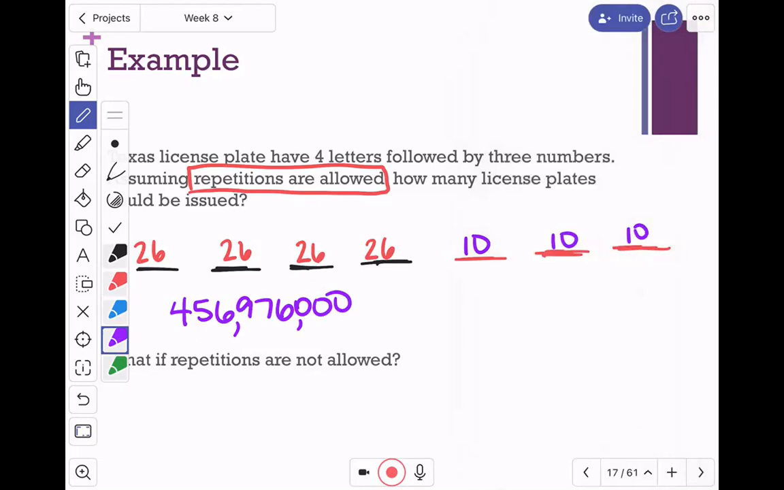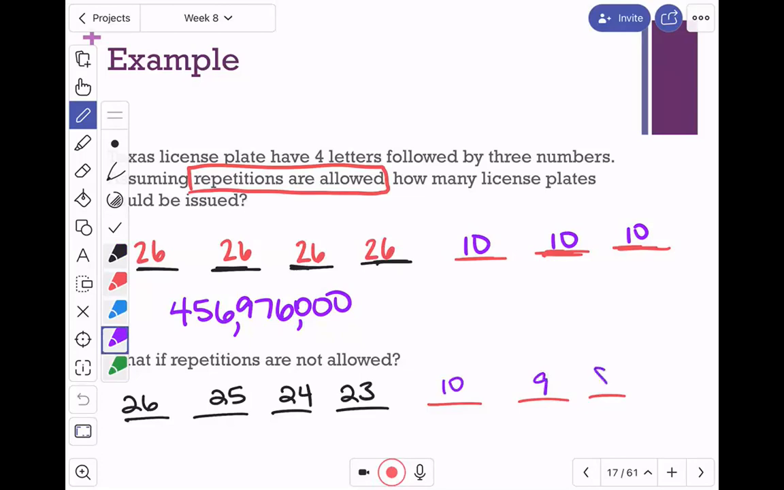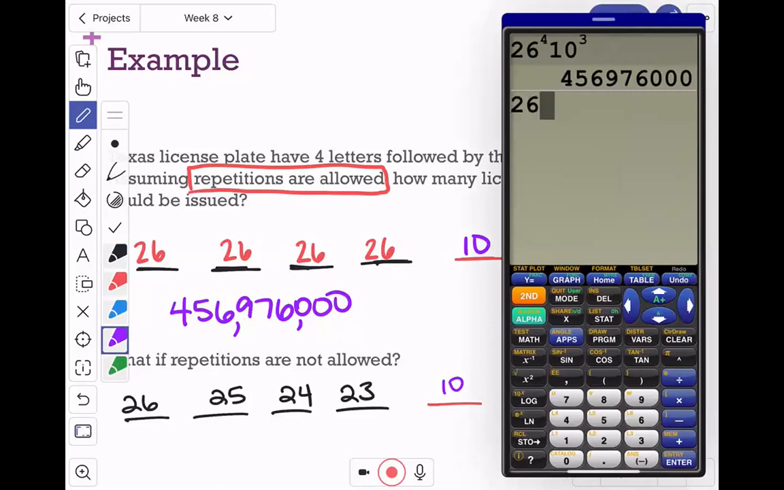What if repetitions are not allowed? How does that change things? 25, 24. All right, cool. So this would start off with 1, 2, 3, 4. Then the numbers 1, 2, 3. So it'd be 26, 25, 24, 23. This would be 10, 9, 8. Right? So we have 26 times 25 times 24 times 23 times 10 times 9 times 8.